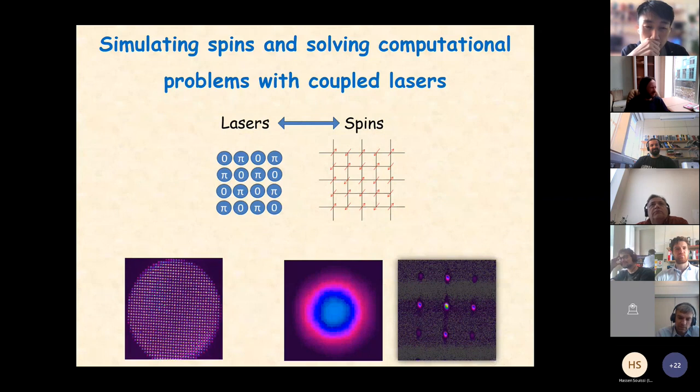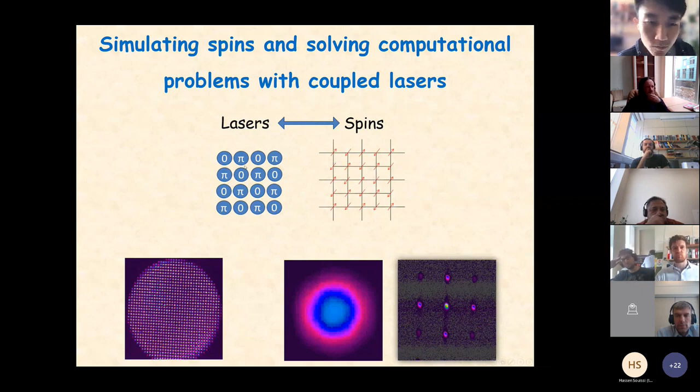And this is something that our group worked on for quite a lot of years. In the last decade, as Pavlos mentioned, we are now motivated by a different goal, and this is the relation between the coupled lasers, or the phase of each laser, and spins, in particular XY spins.